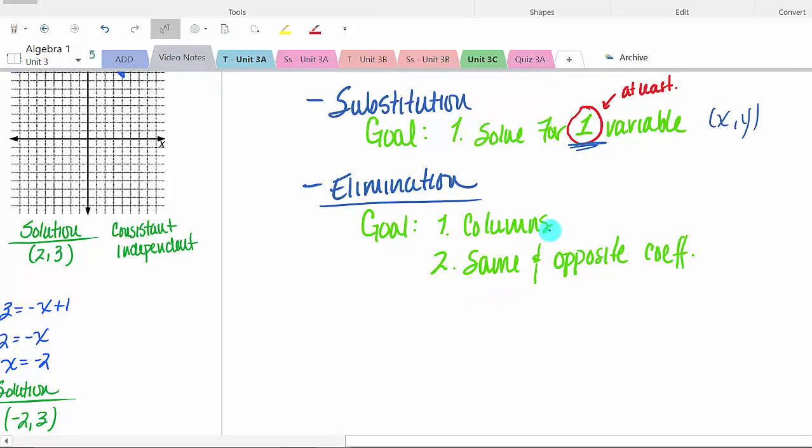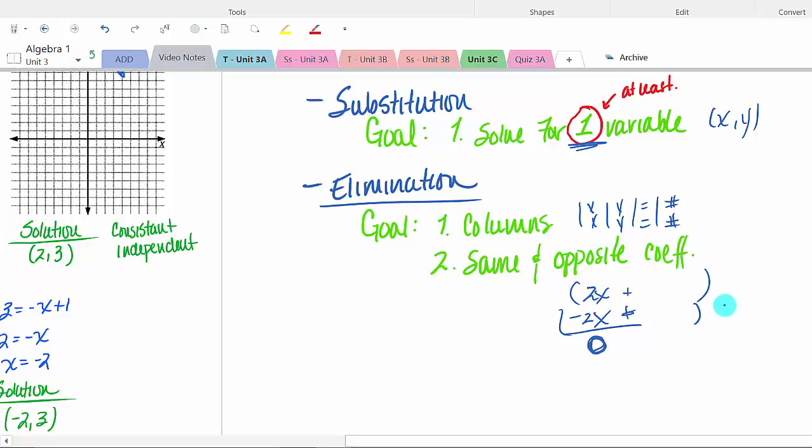Okay, and then the final method is going to be elimination, and our goal for that one is looking for columns, making sure the x's are lined up over the x's, the y's are over the y's, the equal signs are over the equal signs, and the constant is over the constant. Okay? If we have that, then our other goal is to make sure that they are the same but opposite. So if I have 2x, I want to make sure that it's lined up over negative 2x so that when I combine them I get 0. And again, it can be y's or whatever values happen to be there. And we may have to multiply the whole equation to get that. And you'll see that when I do the examples. But those are the two goals for elimination.